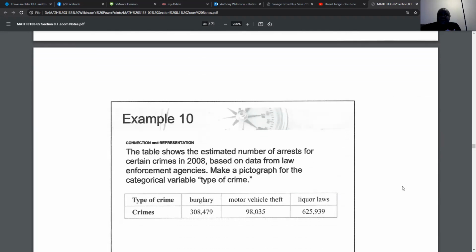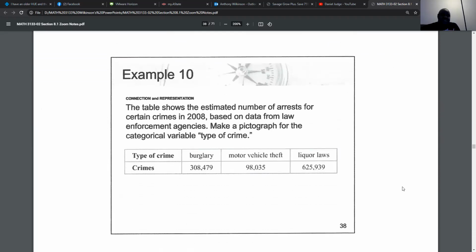Here's an example of what a pictograph will look like in example 10. Here the table shows the estimated number of arrests for certain crimes in 2008, based on data from law enforcement agencies. And here I want to make a pictograph for the categorical variable type of crime. And here we're dealing with burglary, motor vehicle theft, and liquor laws, and the number that committed each one of those types of crime.